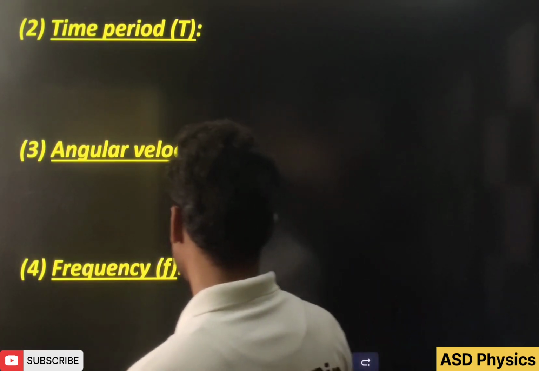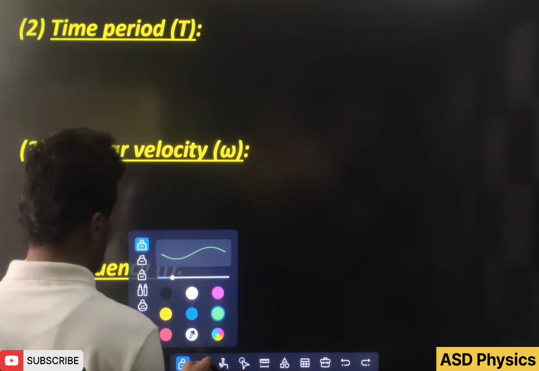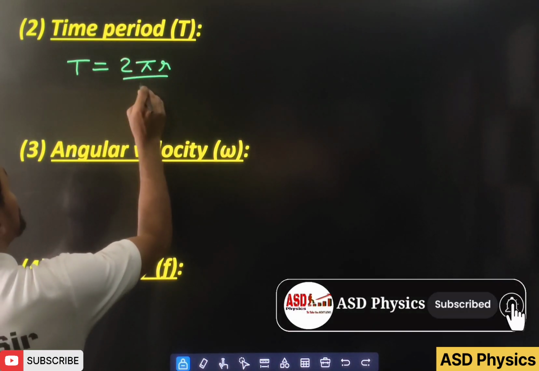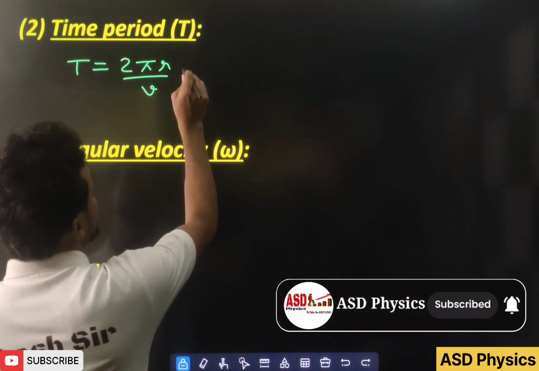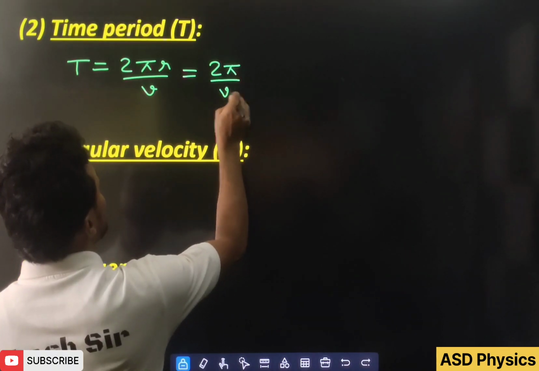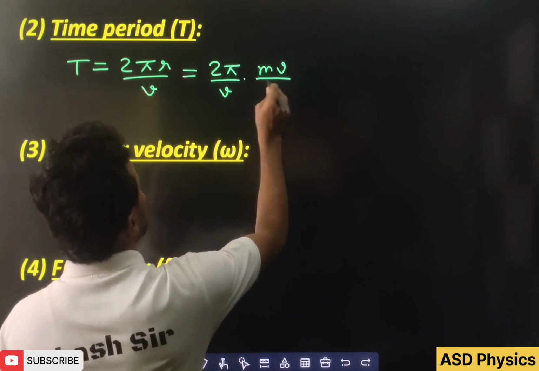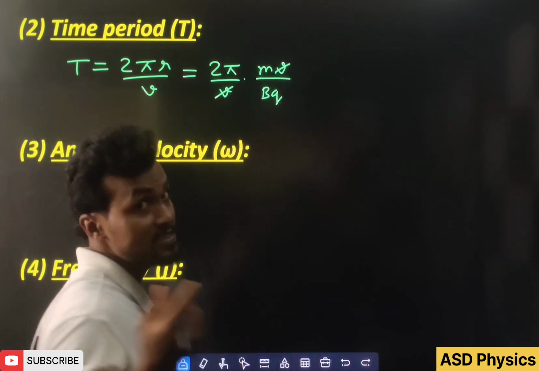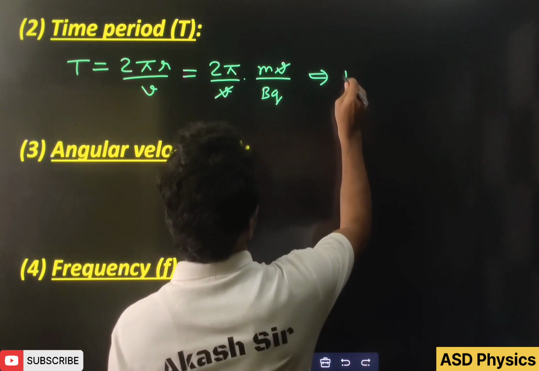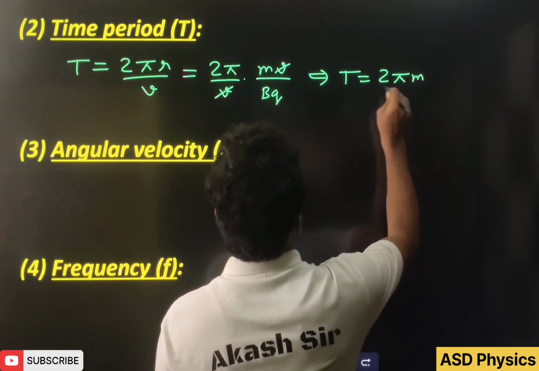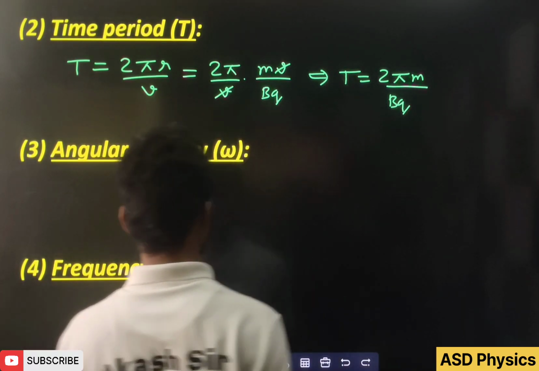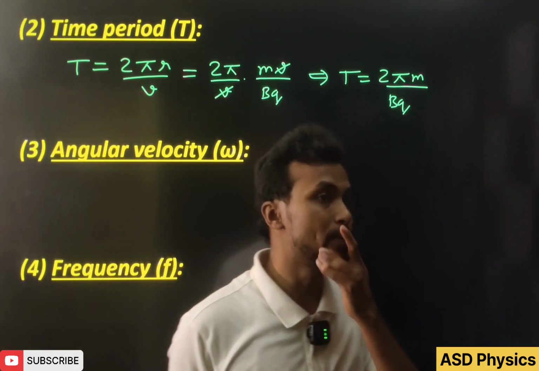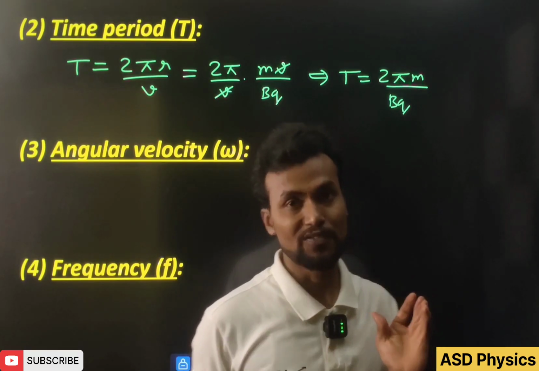Now students, if we talk about the time period. The time period formula in a circular path is T equals 2 pi R by V. So I can write 2 pi by V, and R value you know very well, mV by BQ. This V and this V cancel. So T equals 2 pi M by BQ. Later we will learn that this time period is independent of the speed and radius of the charged particle.